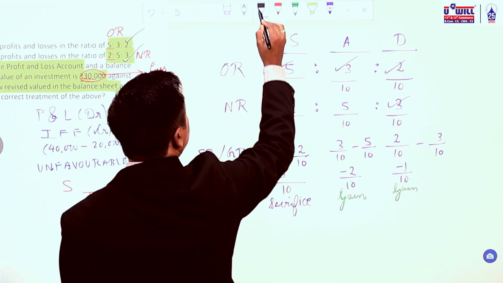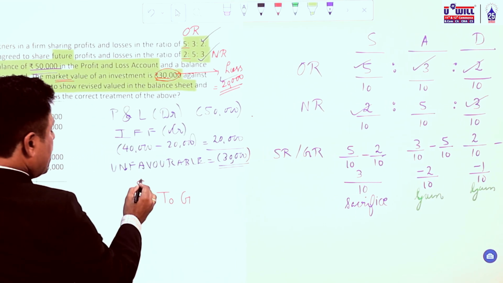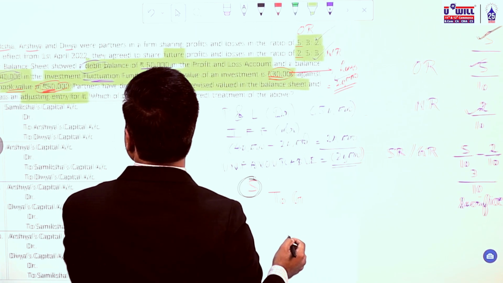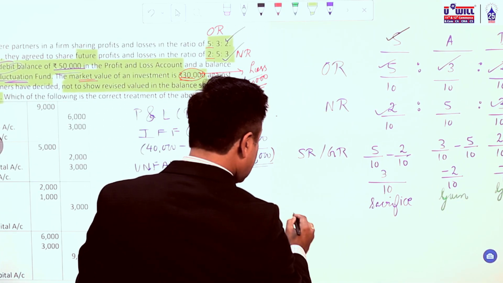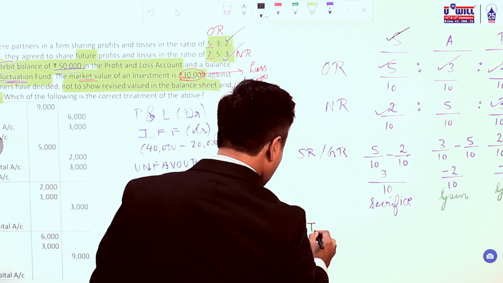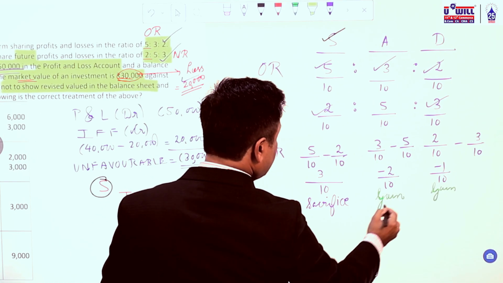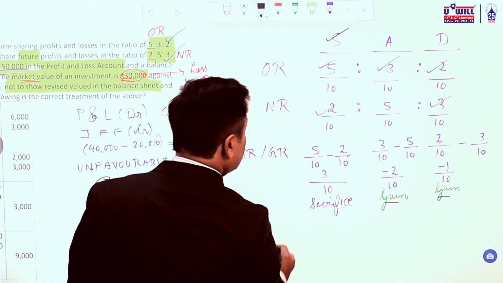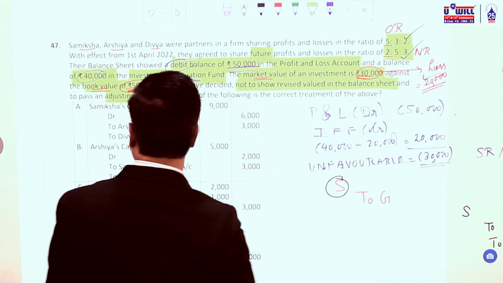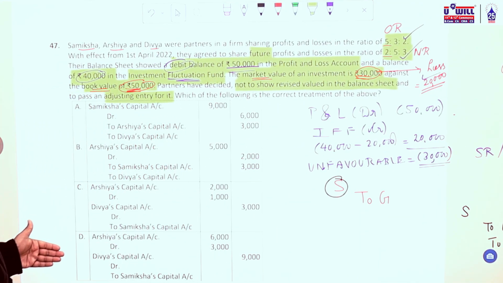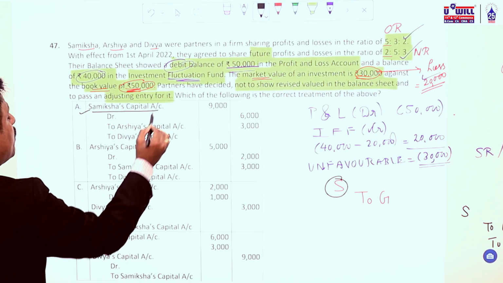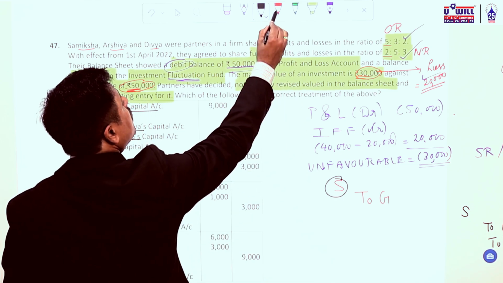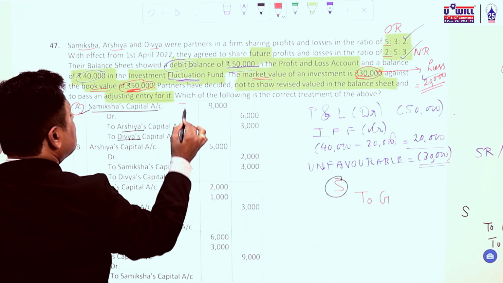So what are we supposed to do over here? Sacrificing partners we have to debit. Only one partner is sacrificing, that is Samiksha. So Samiksha's capital account debit. Who are the two partners gaining? We have to credit Arshia and Divya. You can see, do we have this in all entries? No. Only here we have Samiksha's capital account debit to Arshia and Divya. Here itself we can conclude the correct option: Option A.